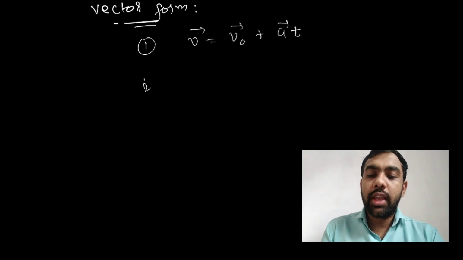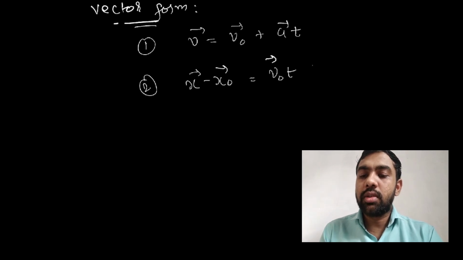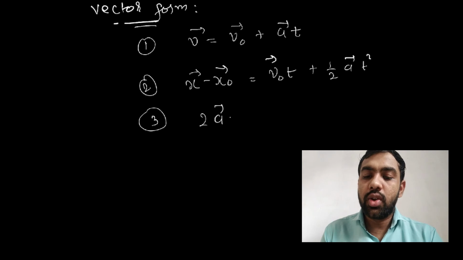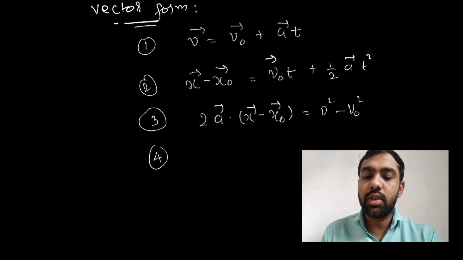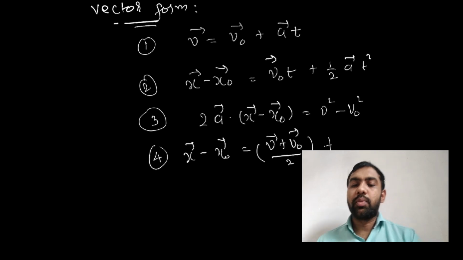First equation. Second equation, x minus x0 is equal to v0 t plus 1 half a t square. Third equation को कुछ अच्छी तरह से लिखना होगा. So 2a dot x minus x0 is equal to v square minus v0 square. और fourth equation, x minus x0 is equal to v plus v0 upon 2 into t.